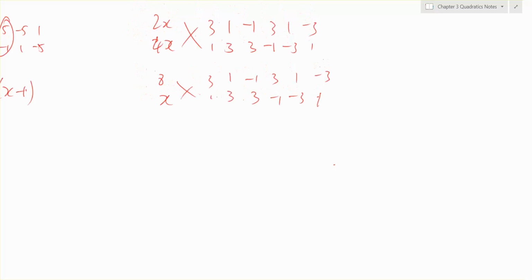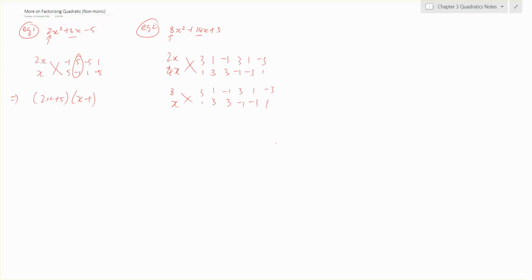So we do our test. We want to get a result of 14x. So which cross product gives me that result? 2 times 1 is 2. 4 times 3 is 12. 2 plus 12 is 14x. Oh, we got our first solution. So again, we read across. So 2x goes with the 3, and 4x goes with the 1.